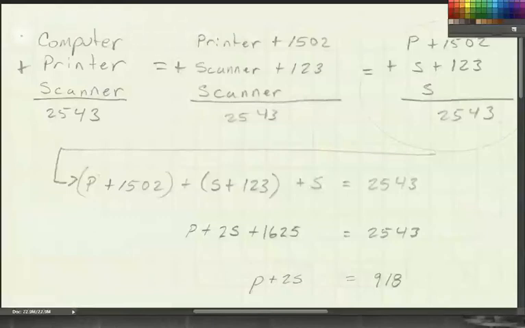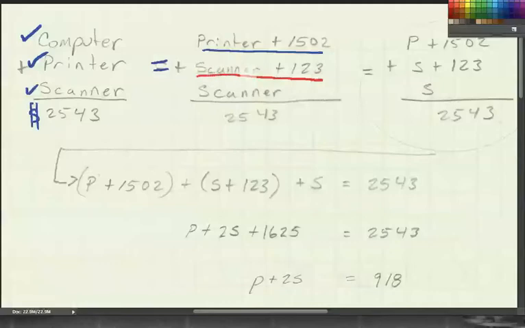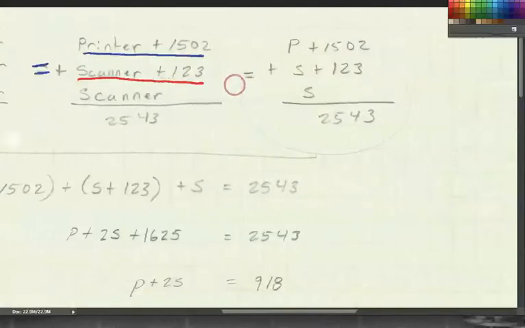So over here we have the computer plus the printer and the scanner, and that all equals $2,543. And that's pretty much the equivalent to the computer equals the printer plus $1,502. The printer equals the scanner plus $123, and of course the scanner is itself its own cost.